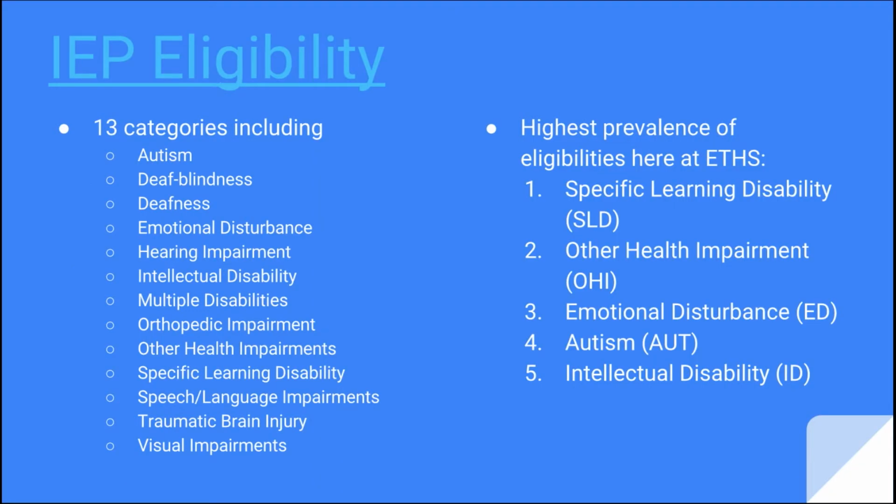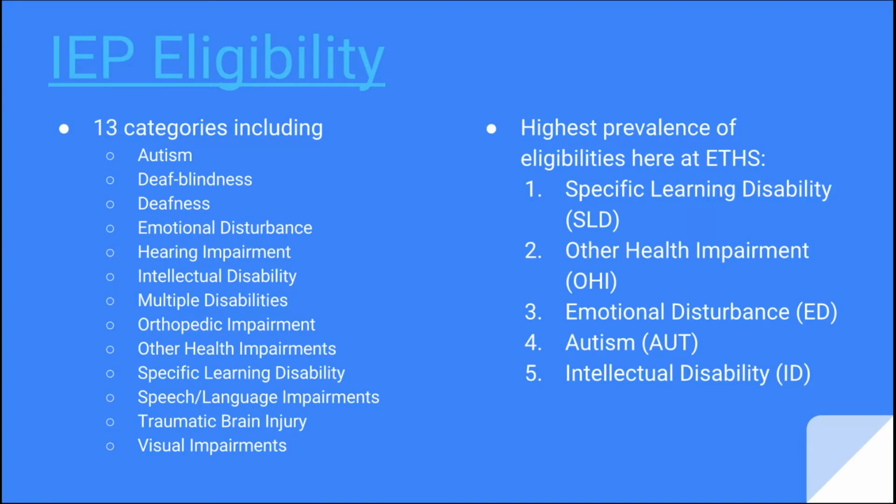There are 13 categories under which a student may qualify for special education services, including autism, deaf-blindness, deafness, emotional disturbance, hearing impairment, intellectual disability, multiple disabilities, orthopedic impairment, other health impairment, specific learning disability, speech-language impairment, traumatic brain injury, and visual impairment.